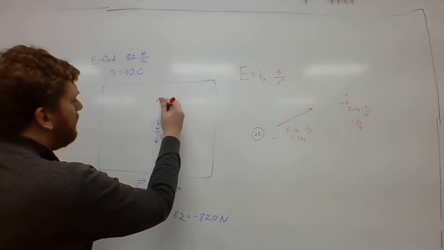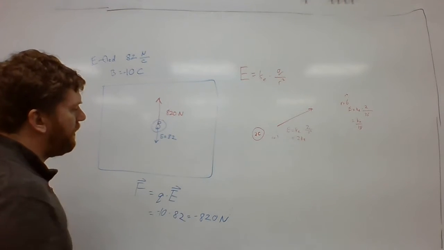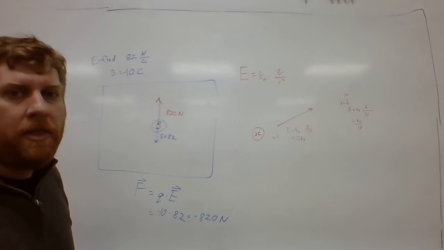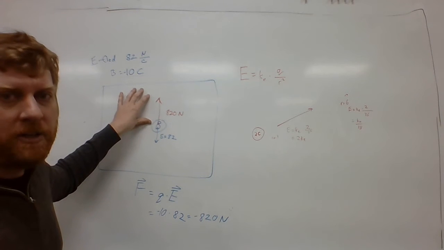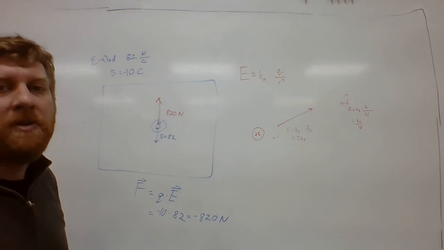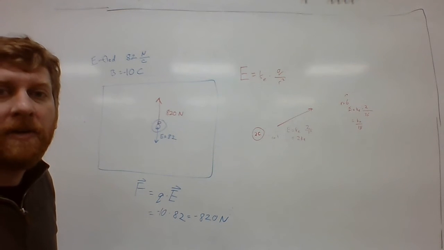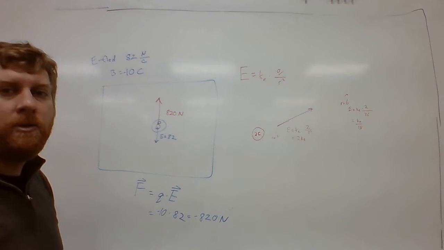The magnitude of this force, I drew the vector right here, is 820 newtons. I didn't put a negative here because I used the negative to draw the direction of the vector. And that means the magnitude is how long the vector is. Now, there's no reason to call the vector a negative length because we already have it drawn in the correct direction. This is the answer to number 2.